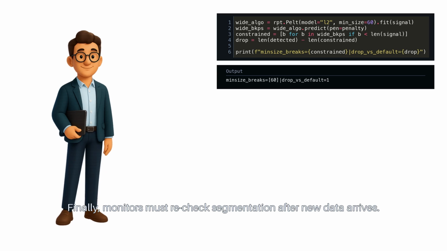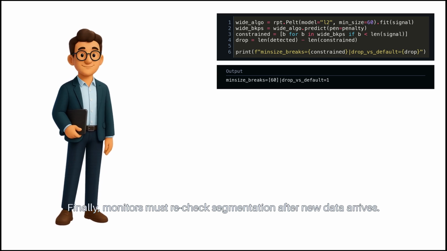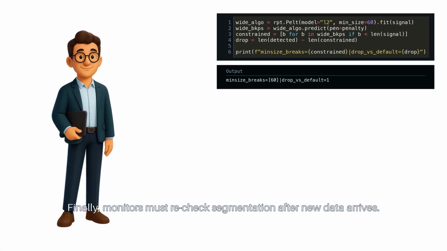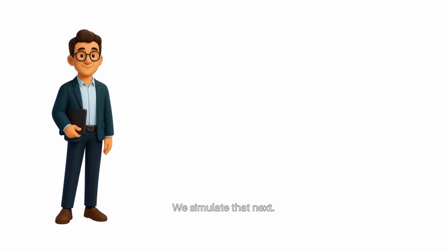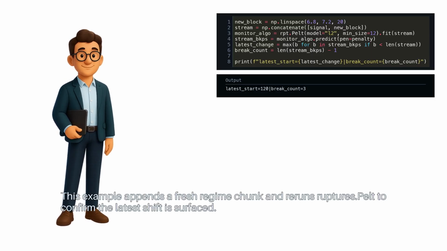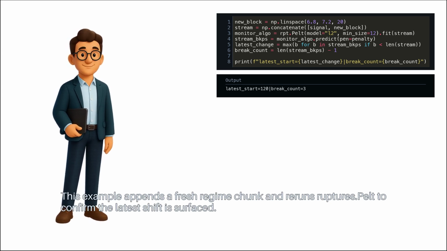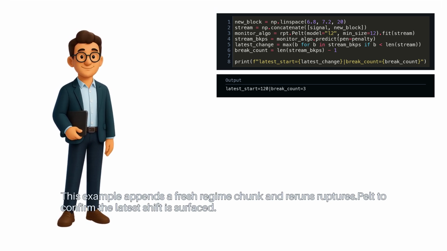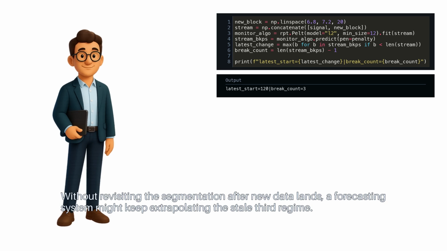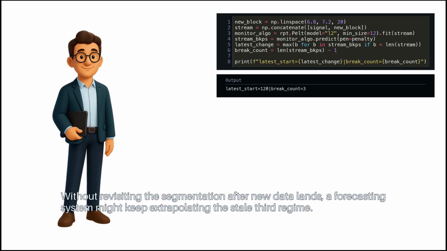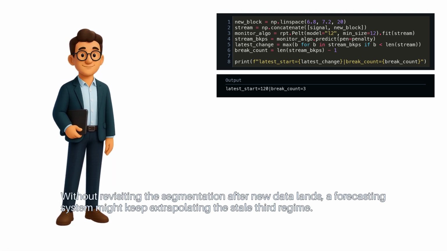Finally, monitors must recheck segmentation after new data arrives. We simulate that next. This example appends a fresh regime chunk and reruns ruptures.Pelt to confirm the latest shift is surfaced, without revisiting the segmentation after new data lands. A forecasting system might keep extrapolating the stale third regime.